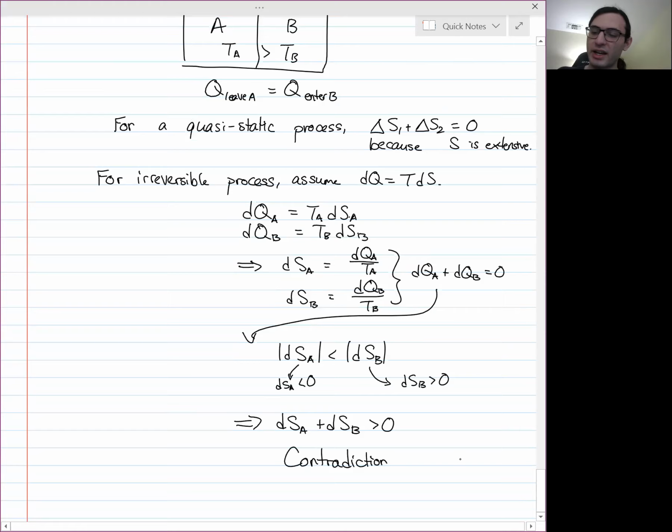And that's because S is extensive. So either X is not extensive, meaning that you can't just add the entropies of the two systems and get the total entropy, or for irreversible processes, this assumption that we made is false. It's just not a true assumption. And it turns out that S is indeed extensive. It's just that dq is not TdS for irreversible processes.